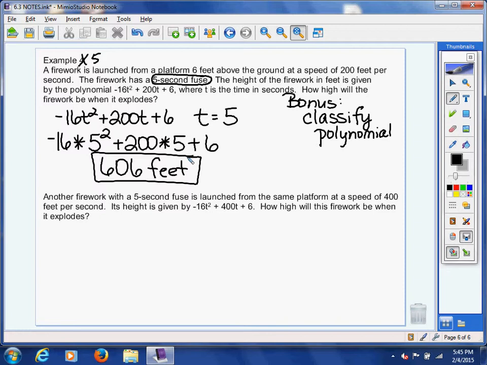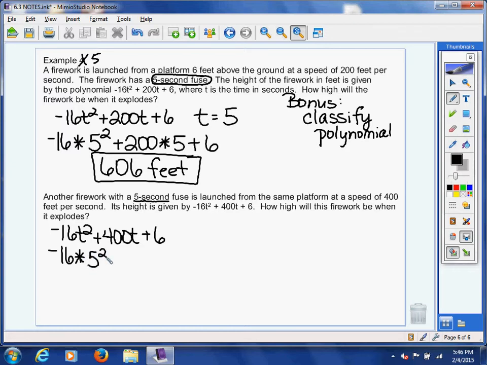Now here's another one. Another firework, also with a 5-second fuse, that's important, is launched from the same platform at a speed of 400 feet per second, so it's actually launching faster. Its height is given by the polynomial negative 16t squared plus 400t plus 6. How high will this firework be when it explodes? So remember, what are you plugging in for t? Right, 5 seconds. That's your time.